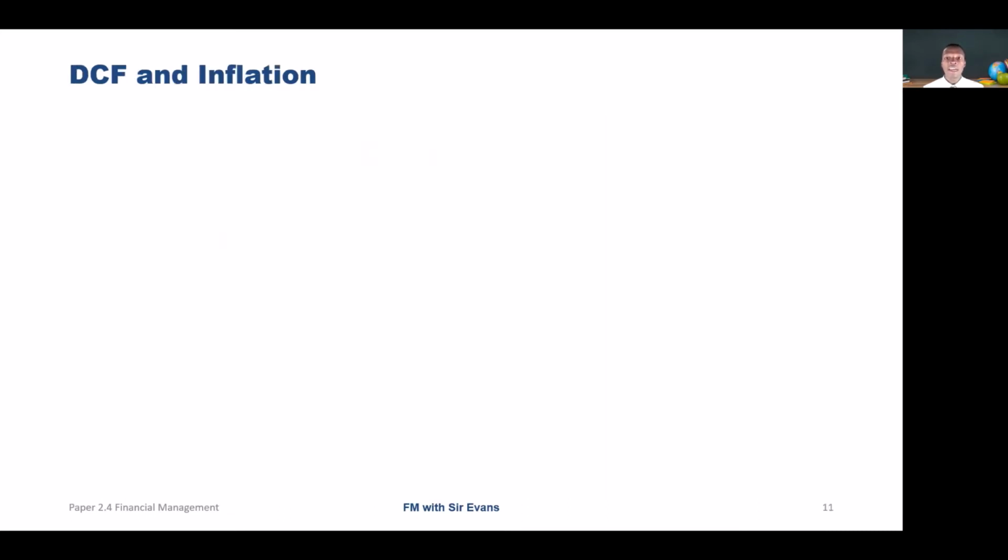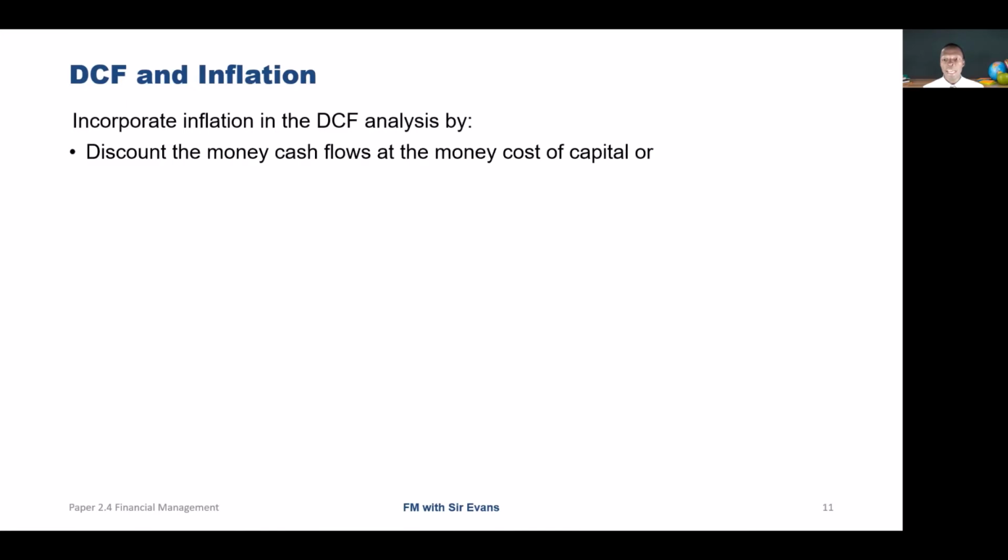So, discounted cash flow and inflation. Inflation is incorporated in a discounted cash flow analysis by either discounting the money cash flows at the money cost of capital or discounting the real term cash flows at the real cost of capital. So we have real terms here, and we have money terms here. We have this formula which will help you do the conversion: (1 + M) = (1 + R)(1 + I), where M is our money cost of capital, R is our real cost of capital, and I is our inflation rate. So we need to determine if our cash flows are real cash flows. Then we need to have a real cost of capital.